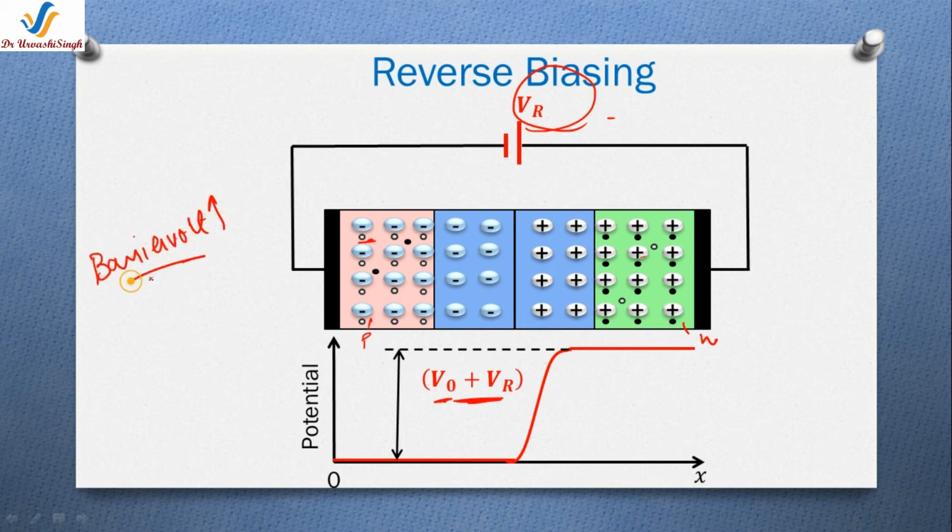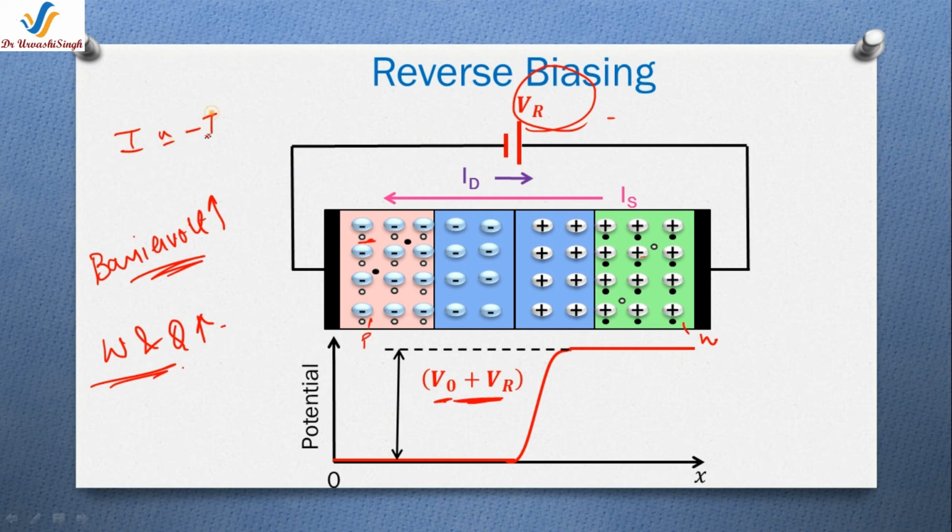So if the barrier voltage is increasing, then it will discourage the movement of the majority carriers and decrease the diffusion current, while it favors the minority carrier movement. Why so? Because the width and charge will increase in reverse bias mode. Here the increase of the charge will favor the minority carrier movement from N to P side. So in the case of reverse biasing, the current in the external circuit is given by approximately minus IES.